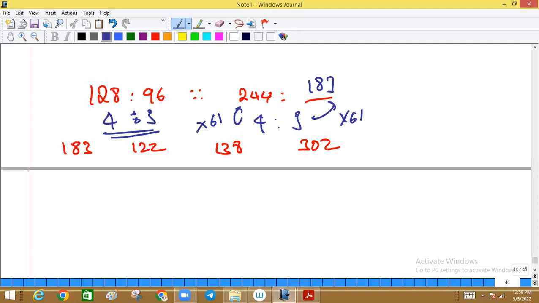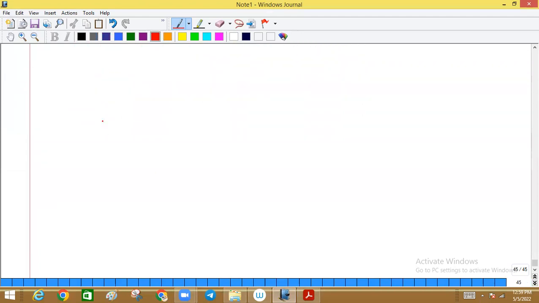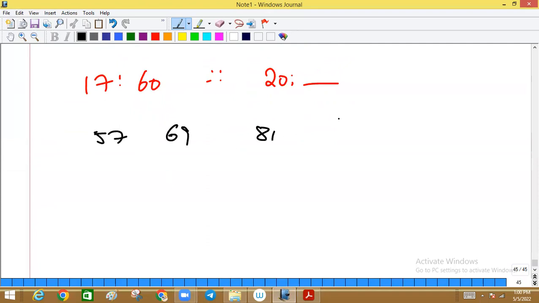Next question. The last question for today. I think you can answer it. Even though it's a combination question, it is an easy combination. 17 is to 60. 20 is to how much? I'll give options: 57, 69, 81, 93.